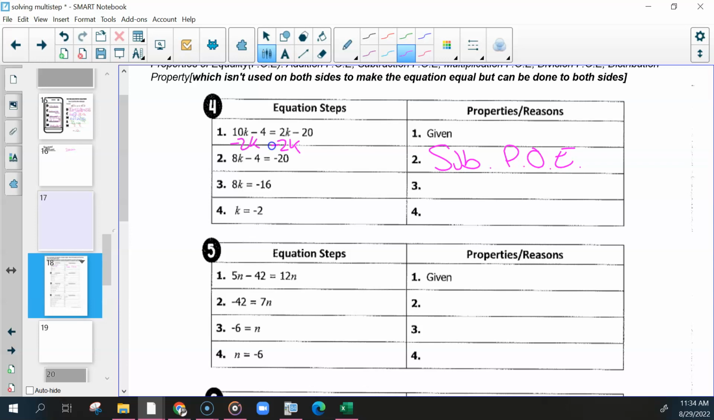Right. They added 4 to both sides. So that's your addition property of equality. And then our last step, from step 3 to step 4, they divide by base. So that's our division property of equality.